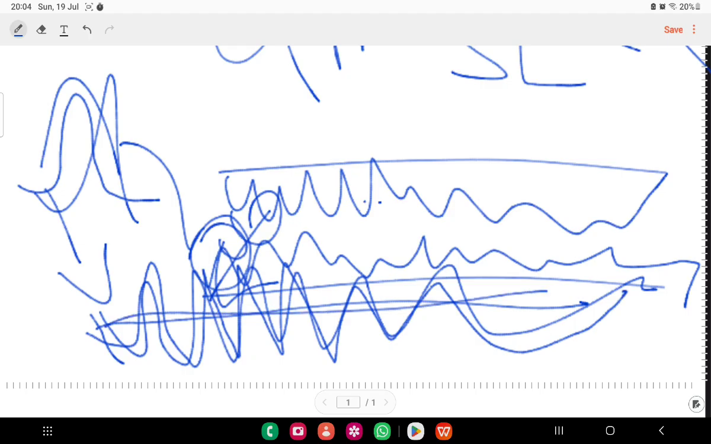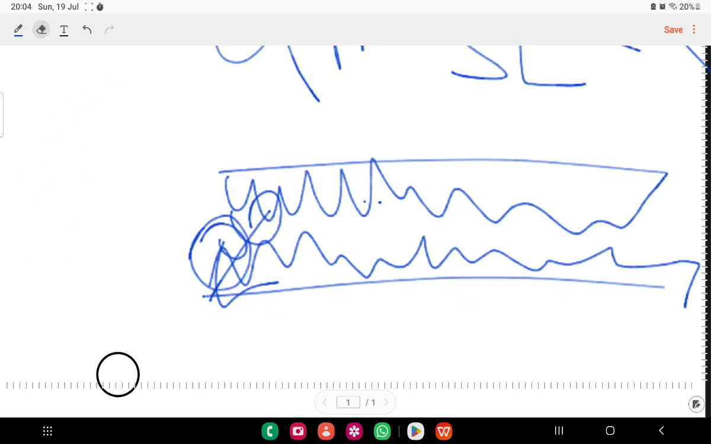I mean, this is displacement and this is distance. Obviously, you have probably heard this in 9th class or something like that. So you get it.